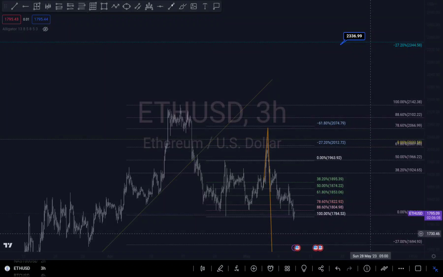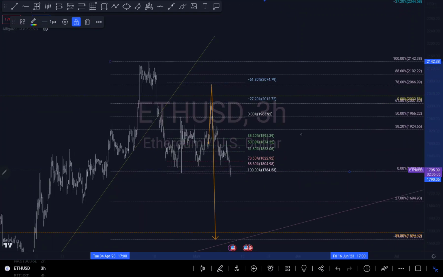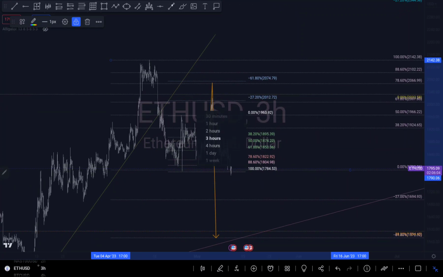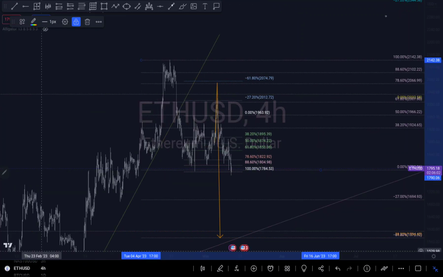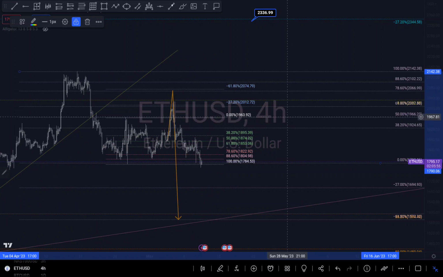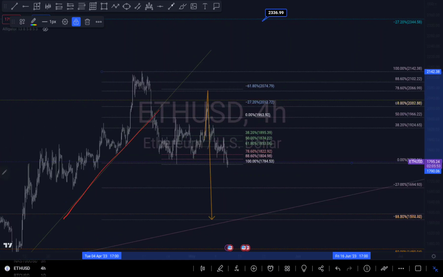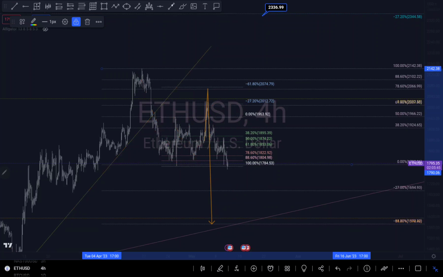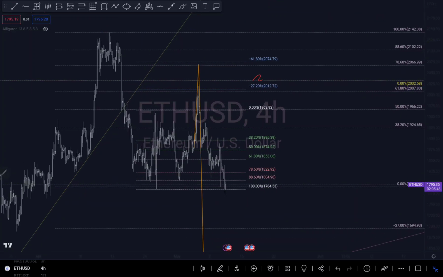Hi guys, so this is my analysis on Ethereum. If you watched my previous analysis on Ethereum, I said I'm expecting Ethereum to push up a little bit before we now see a down move on Ethereum. And my reason was because we can see there was a trend line right here and we saw a break of structure. So I said there's a possibility that we must push to the upside before we now continue to the downside. And my targets were around my negative 27% fib level and also my 61.8% fib level.